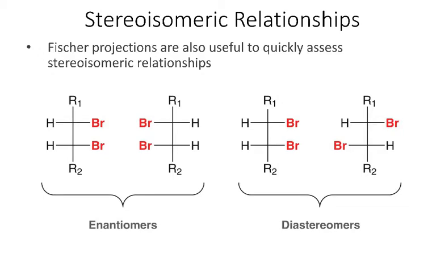So if everything that is on the right is now on the left, then they're enantiomers. If that's not the case, so in this case, this bromine switched, but this one stayed the same, then they're not the same compound, and they're not enantiomers, so they must be diastereomers.